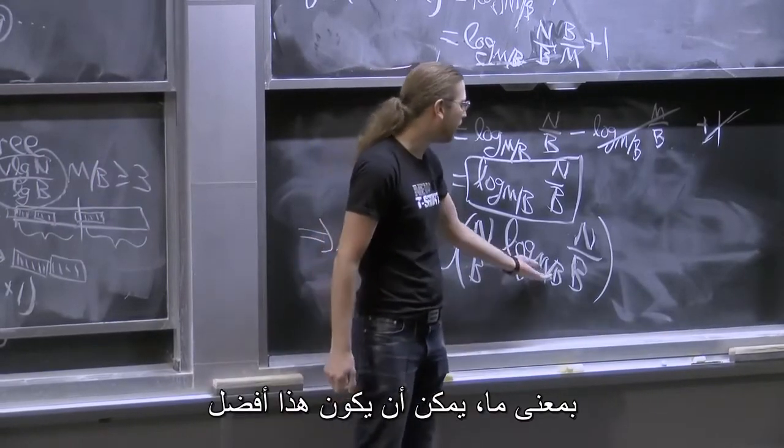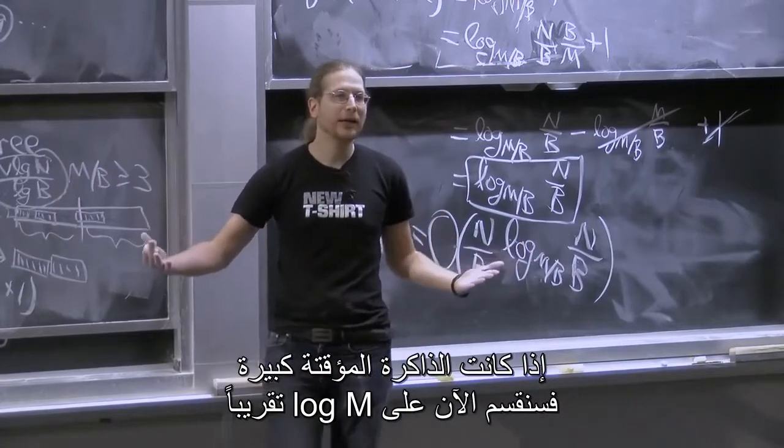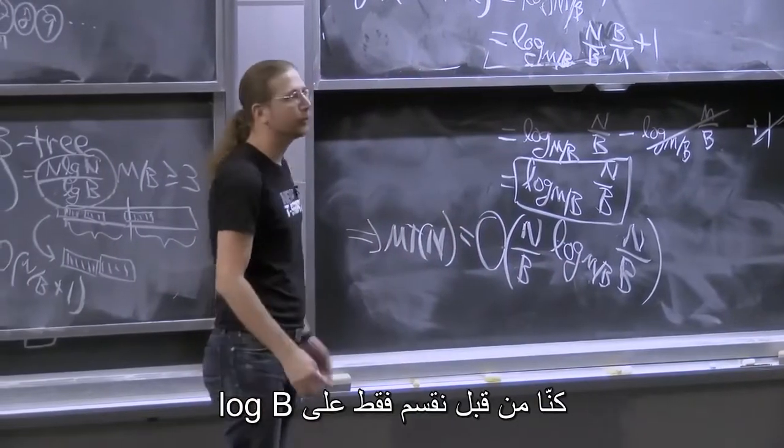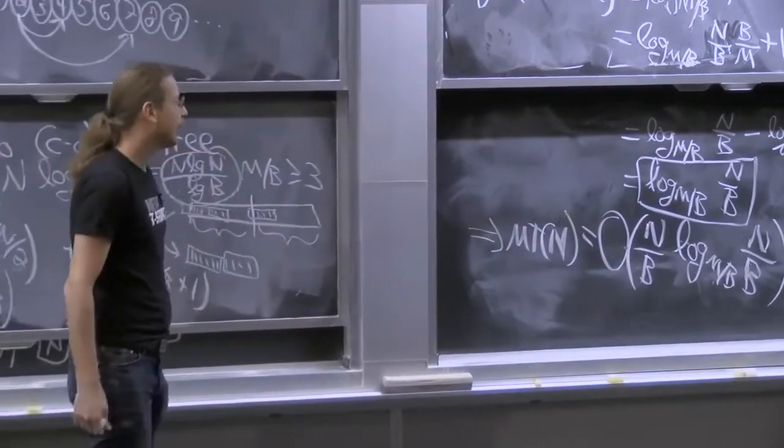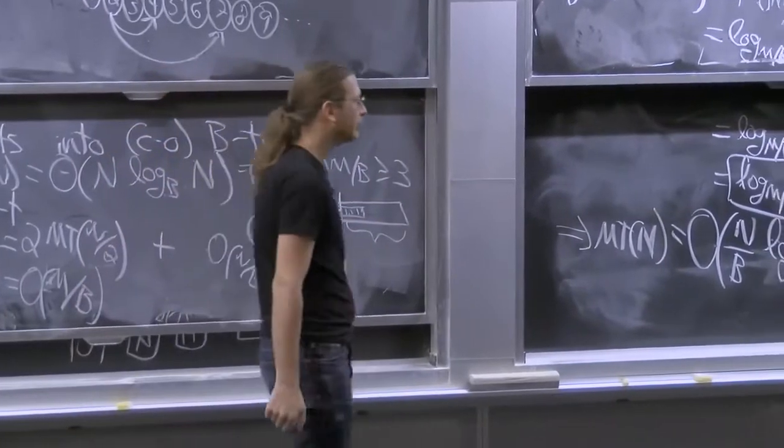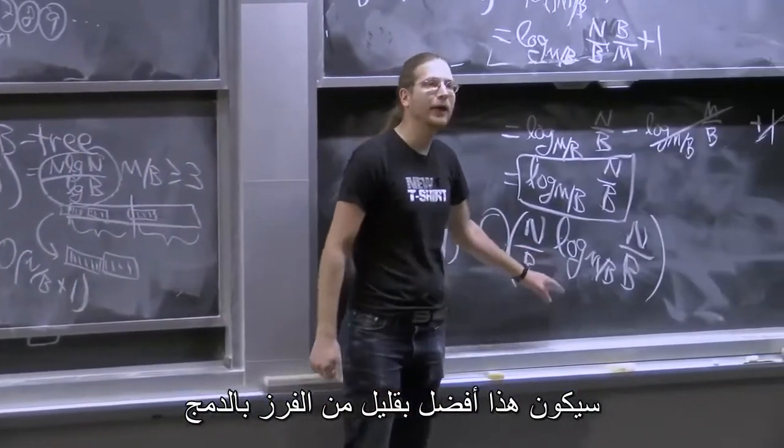In some sense, this could be better. If your cache is big, now you're dividing by log m roughly. Before you were only dividing by log b. And it turns out this is the best you can do. So this is going to be a little bit better than merge sort.